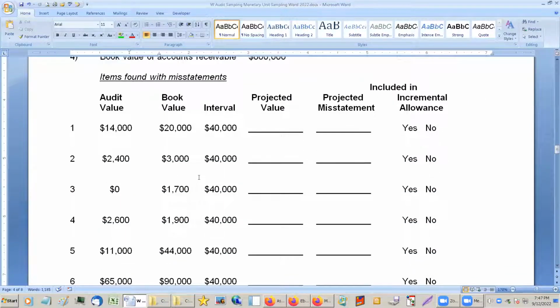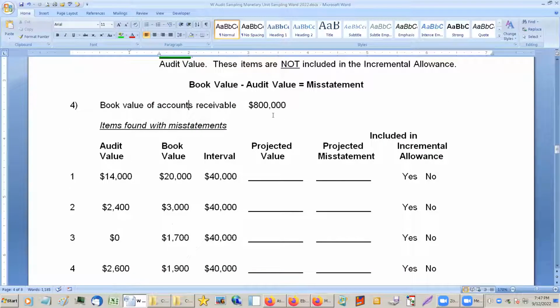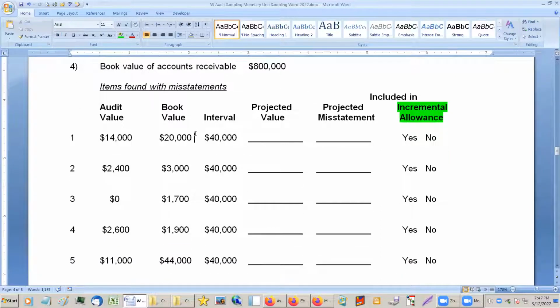Okay, so we got all of these. Don't worry about the incremental allowance just yet. We'll talk about these later. So postpone this little column over here. Let's leave that alone. And what we're going to do is come down here and do the projected value. The first few ones are okay. We can just go ahead and do them. Nothing too much happening with them.